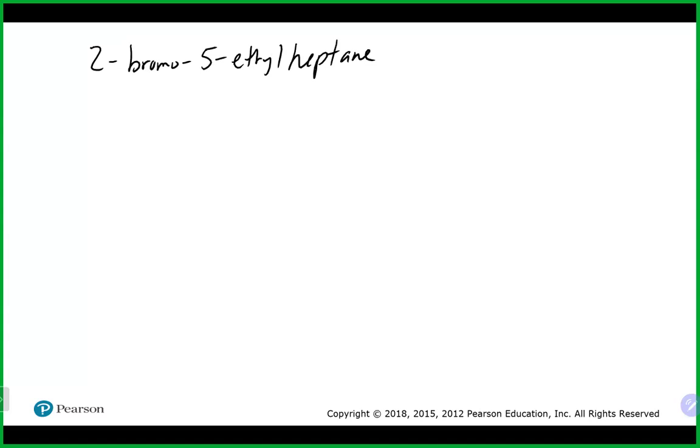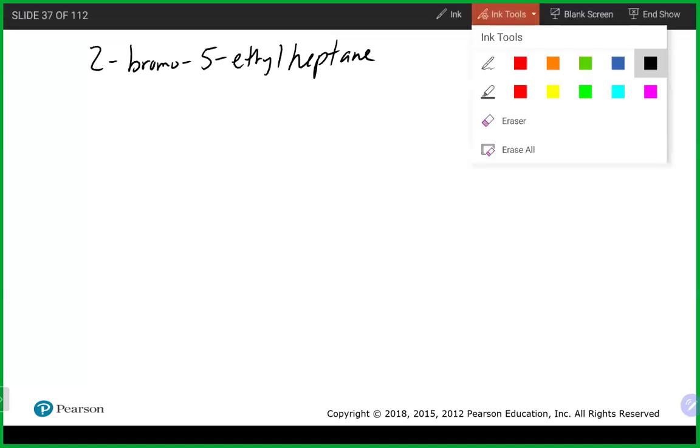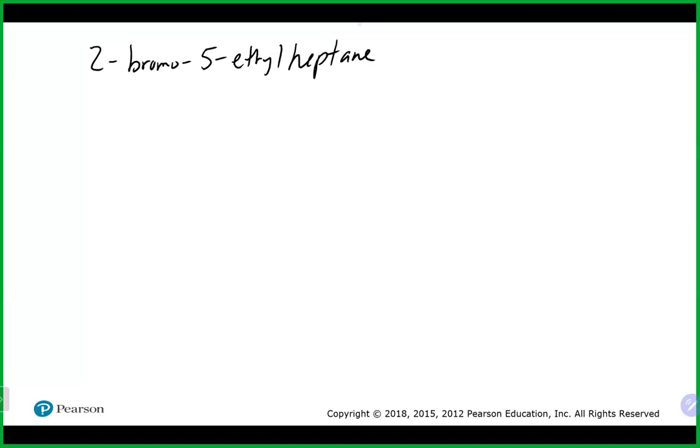So whenever you have the name and you need to draw it, personally, it is the easiest thing to do because frankly, it tells you exactly what you need to do. And you should always approach it this way. If you have the name and you need to draw it, you should always go backwards in terms of how you draw it with the name.